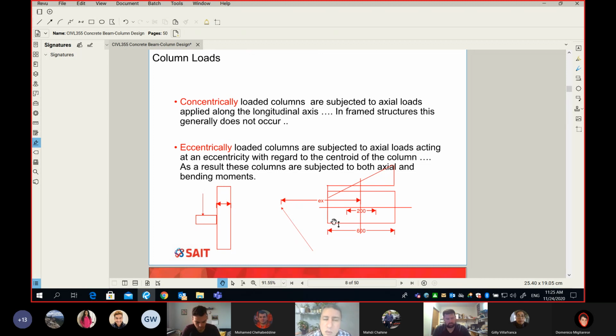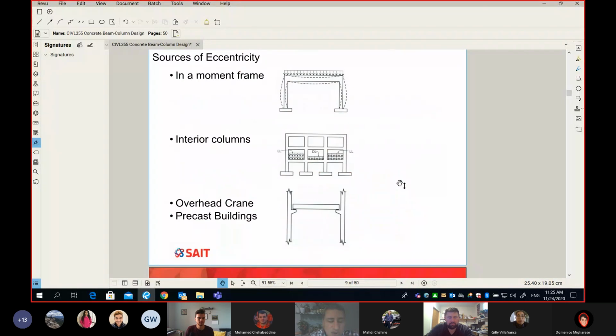Let me ask you, which one do you think is more realistic? Which one do you think you will always encounter in practice? Do you think that every day when you design, all your columns will be centric, or your columns will be eccentric? What do you think? Eccentric. Of course, that's the answer. Thank you so much. In reality, to apply the load exactly at the centroid of the column is very hard to achieve, and I would say almost impossible. Very few columns that you will see will be centric columns.